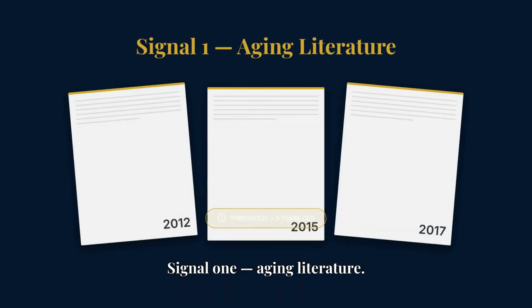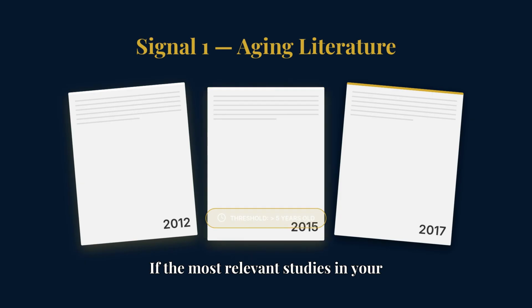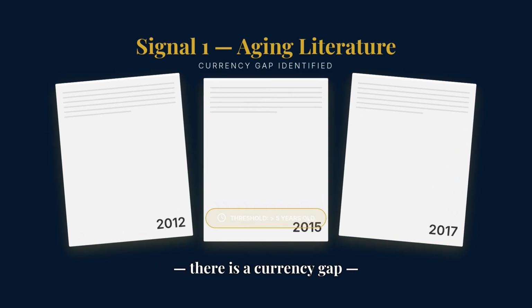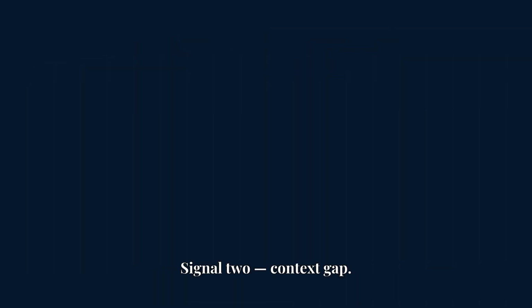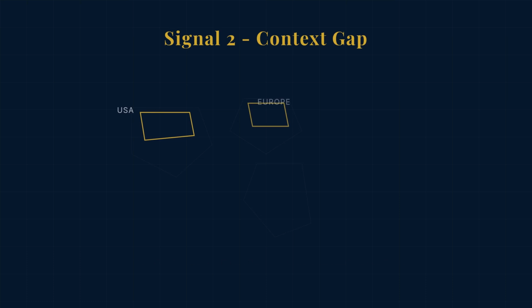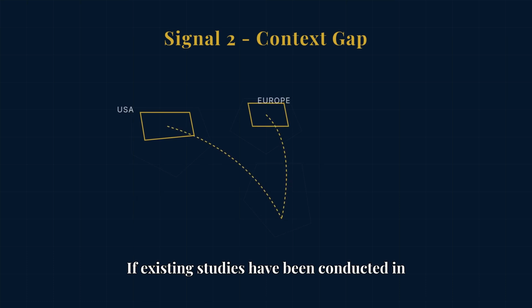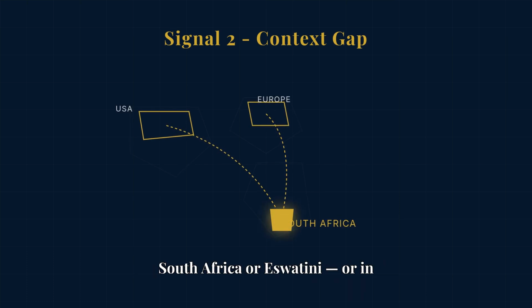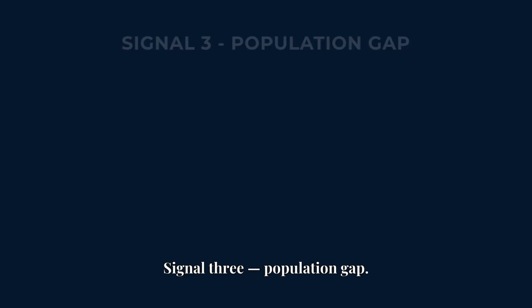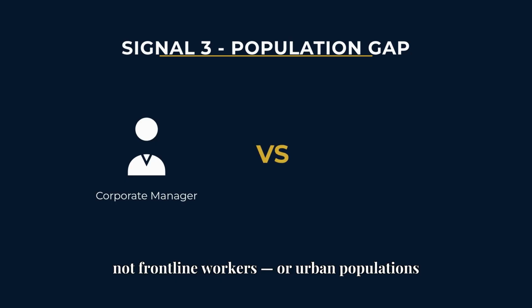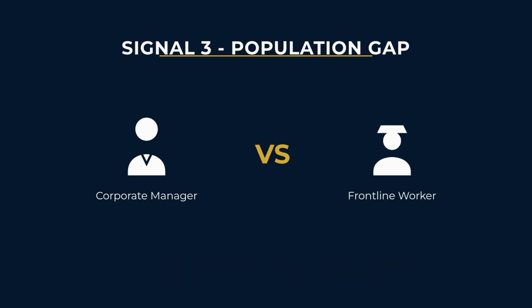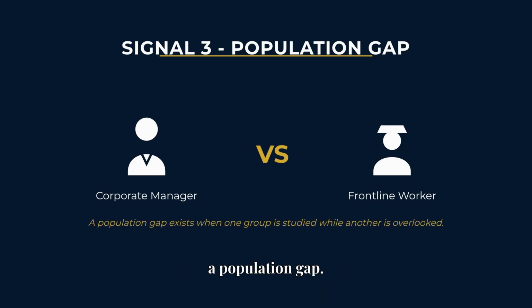Signal 1, aging literature. If the most relevant studies in your field are more than 5 years old, there is a currency gap, an opportunity to update and extend the research. Signal 2, context gap. If existing studies have been conducted in the USA or Europe, but not in South Africa or Eswatini, or in the private sector but not the public sector, there is a context gap. Signal 3, population gap. If existing studies have examined managers but not frontline workers, or urban populations but not rural ones, there is a population gap.